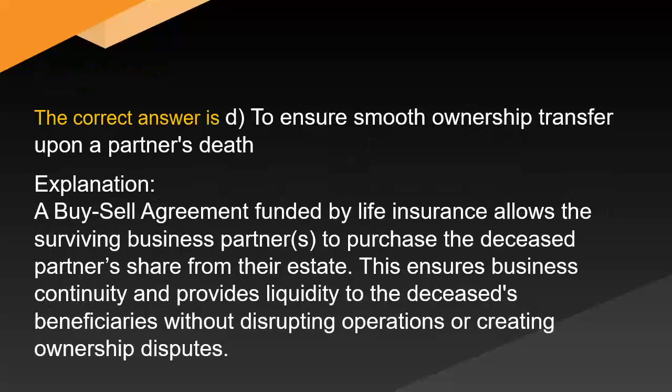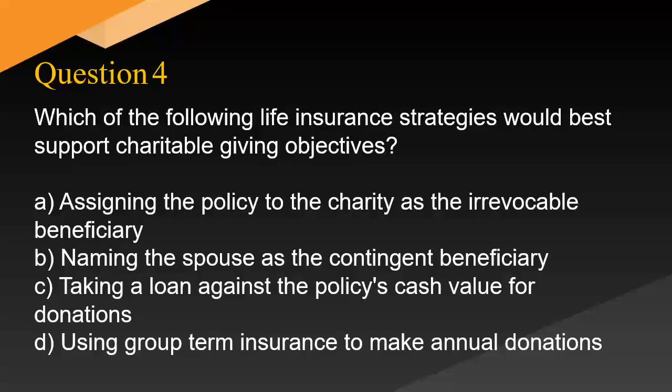The correct answer is D. To ensure smooth ownership transfer upon a partner's death. Explanation: a buy-sell agreement funded by life insurance allows the surviving business partner to purchase the deceased partner's share from their estate. This ensures business continuity and provides liquidity to the deceased partner's beneficiaries without disrupting operations or creating ownership disputes.